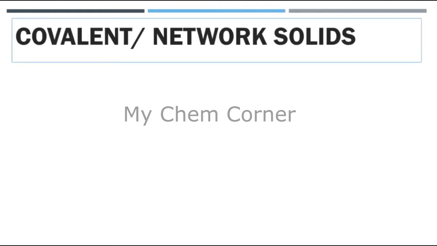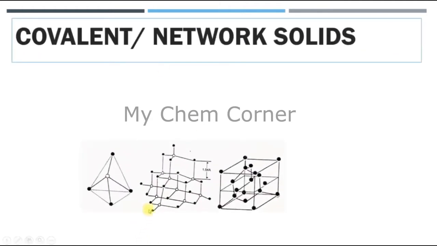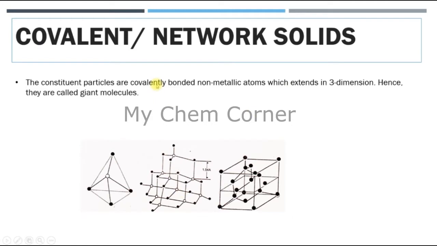Now, the next one is covalent or network solids. For this, the example that you will look at is diamond. We know that diamond has only carbon and the bonding between them is covalent bonding. They're very strong. Here the constituent particles are covalently bonded non-metallic atoms. If you look at diamond, diamond has only carbon. Carbon is a non-metallic atom. So the bonding between them is covalent, between non-metallic atoms, which extend in 3 dimensions. Because they extend in 3 dimensions, they are also called giant molecules.